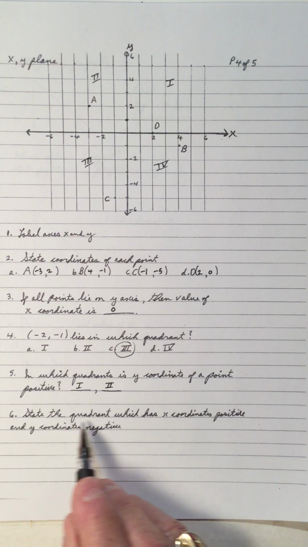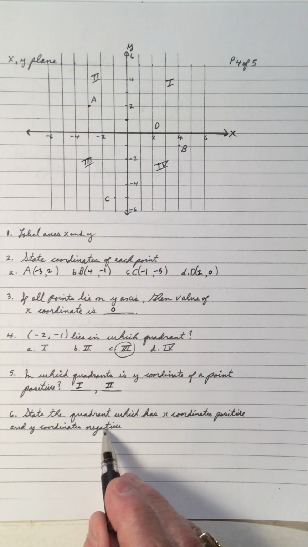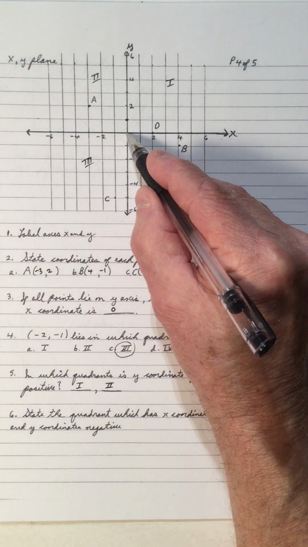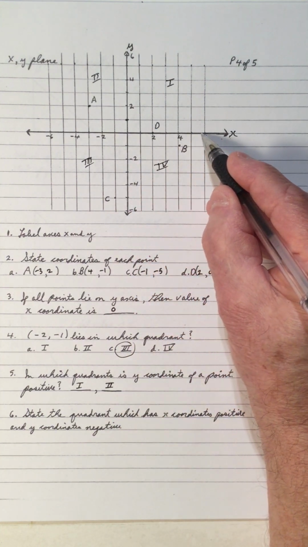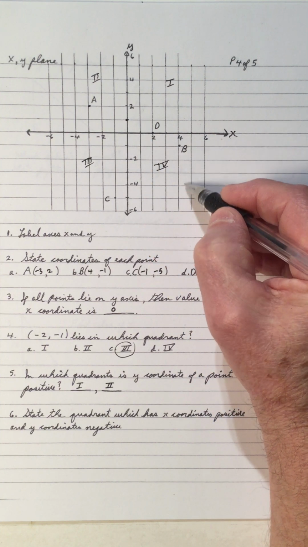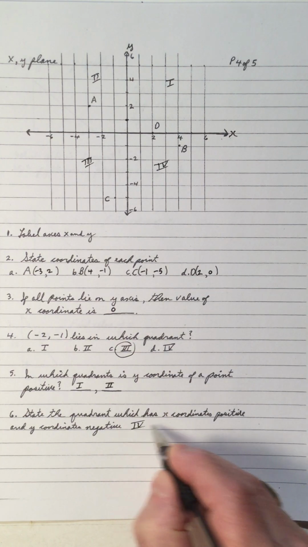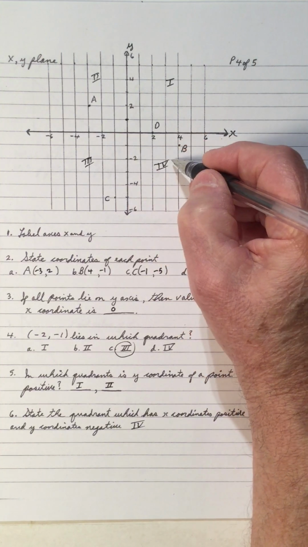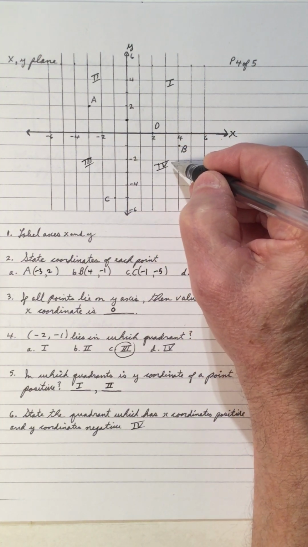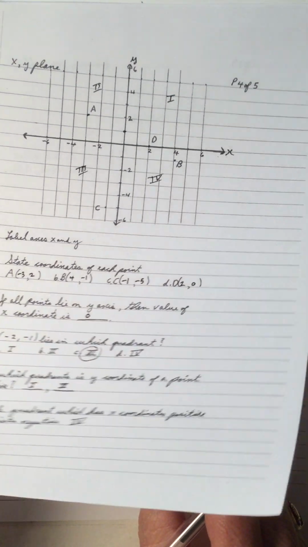Number 6, state the quadrant in which the x-coordinate is positive and the y-coordinate is negative. So the x-coordinate is positive on the right, so that's this side. So we go to the right. Now we want the y-coordinate negative, so we go down. So that's here, so that's quadrant 4. So quadrant 4 has the x-coordinates positive and the y-coordinates negative. So that's a review of the xy plane.